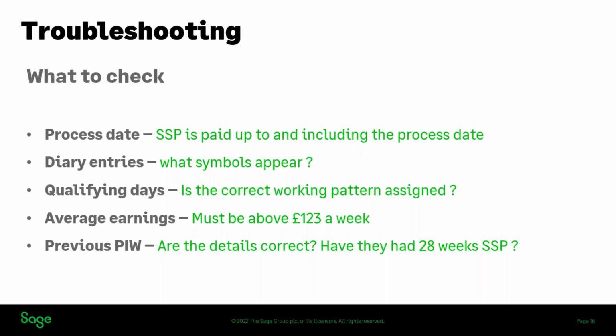Average earnings. So again, the SSP button in the absence tab. Check to see if the employee is earning over £123 a week. Make sure that they are. And the other one is check to see if there are any previous periods of incapacity to work, or PIW. Are those details correct? And have they already had their 28 weeks? So remember, if they're linked, that 28 weeks counts on. In our example, we had 2 weeks, which means they've got 26 left. If they're off within 8 weeks of that first period, they still only have 26 left. So double check to make sure that they're not linked, which means their entitlement may have run out.